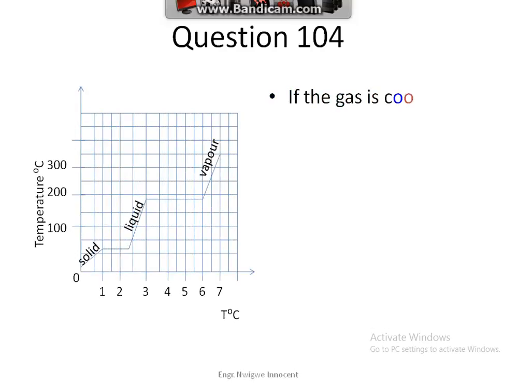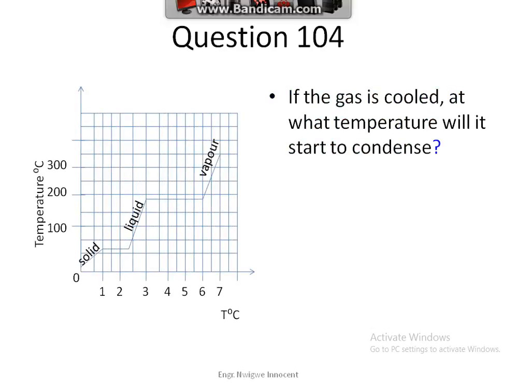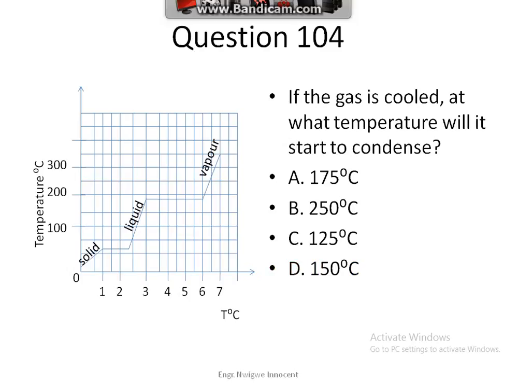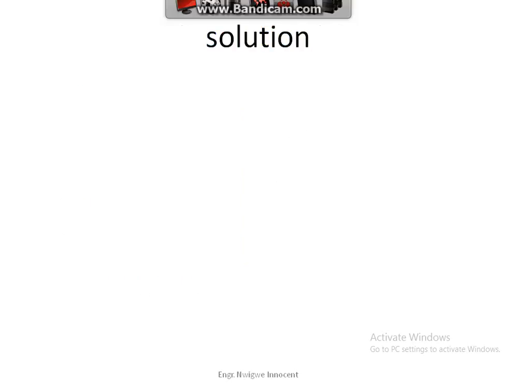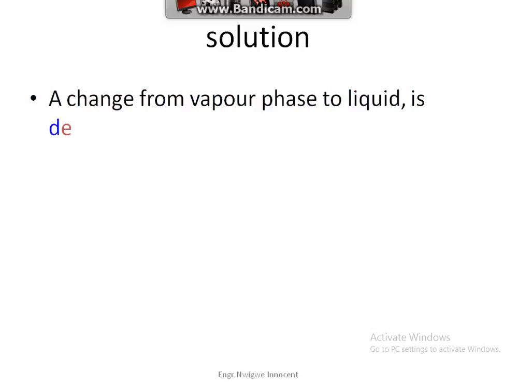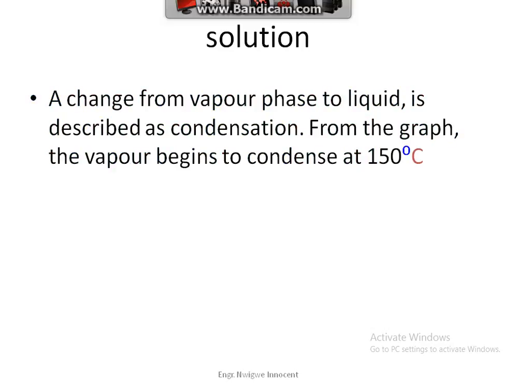Question 104. If the gas is cooled, at what temperature will it start to condense? A. 175 degrees centigrade, B. 250 degrees centigrade, C. 125 degrees centigrade, D. 150 degrees centigrade. Solution. A change from vapor phase to liquid is described as condensation. From the graph, the vapor begins to condense at 150 degrees centigrade. Answer is D.